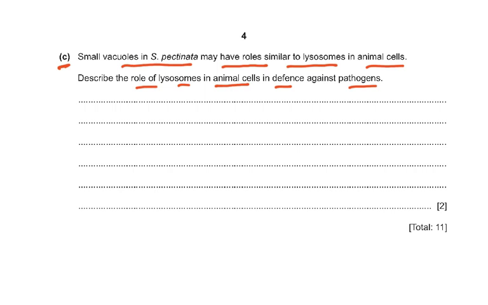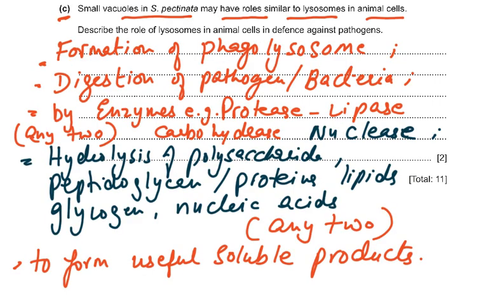So you cannot use generalized words and say, breakdown of organelles. You remember bacteria does not have any organelle. Please remember that. They do not have any membrane bound organelles. Yes, they do have ribosomes, but they don't have any membrane bound organelles. Now please understand that the first mark scheme point is formation of phagolysosome. The other is digestion of the pathogen or the bacteria.